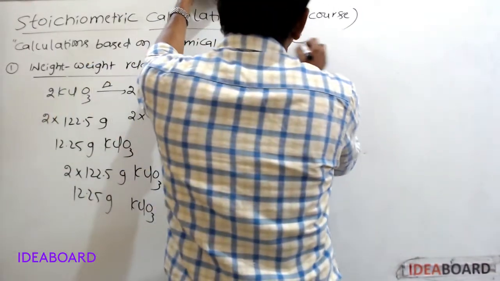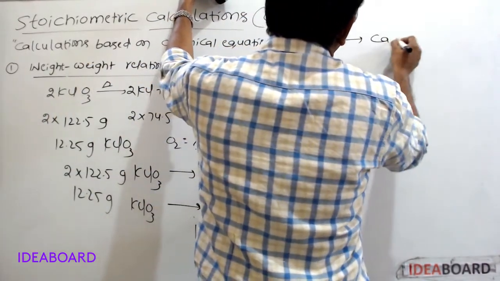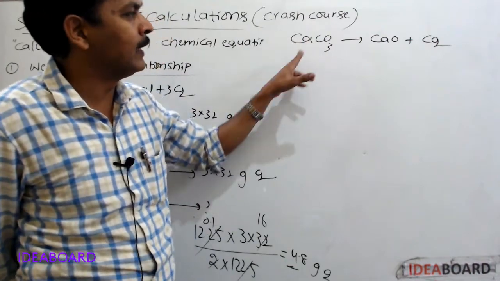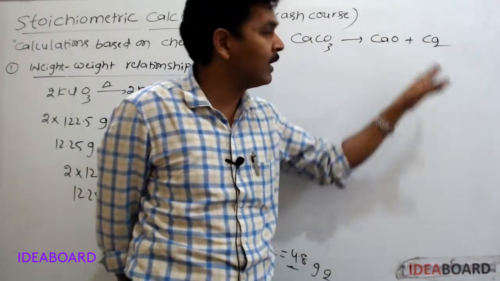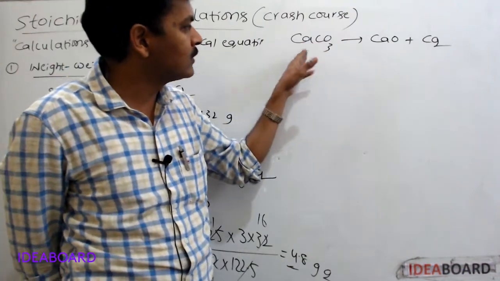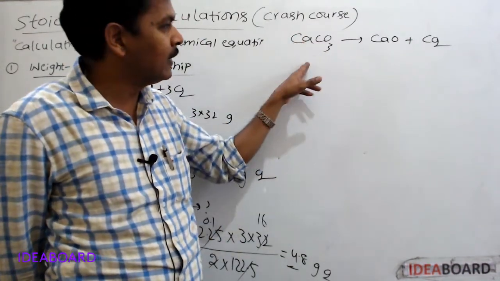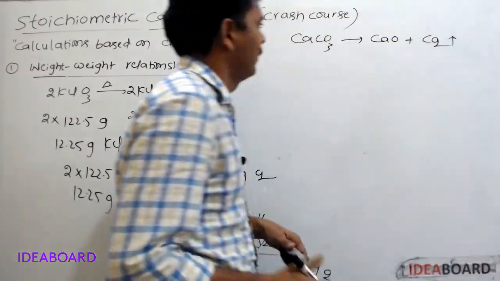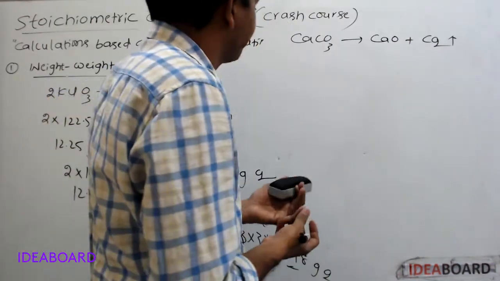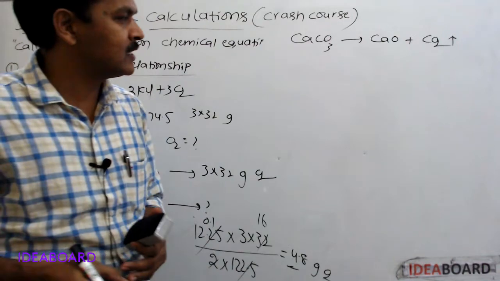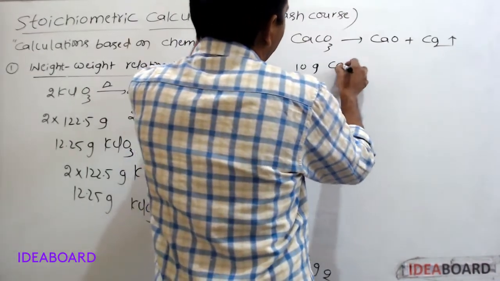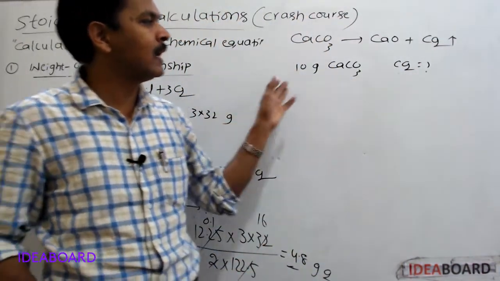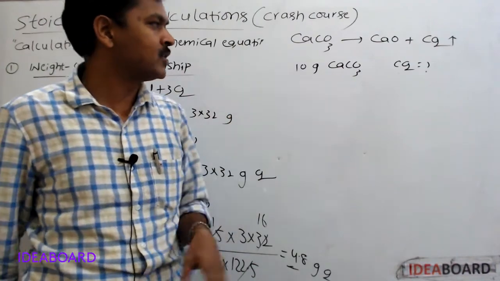See, I'll give one more example. CaCO3 on heating, CaO plus CO2 are formed. Calcium carbonate on heating, calcium oxide plus carbon dioxide are formed. CaCO3 is also called limestone. Limestone on heating, quicklime plus CO2 gas are liberated. If the problem is given like this: what is the weight of CO2 gas liberated by heating 10 grams of calcium carbonate?